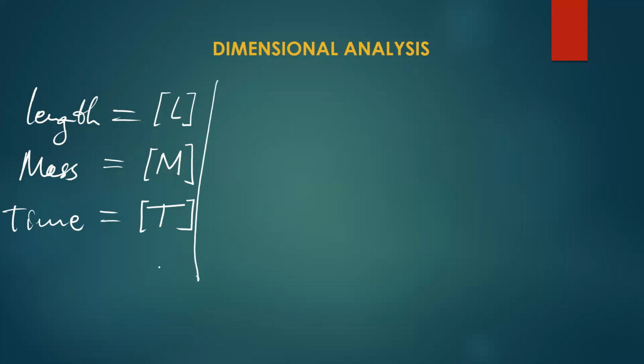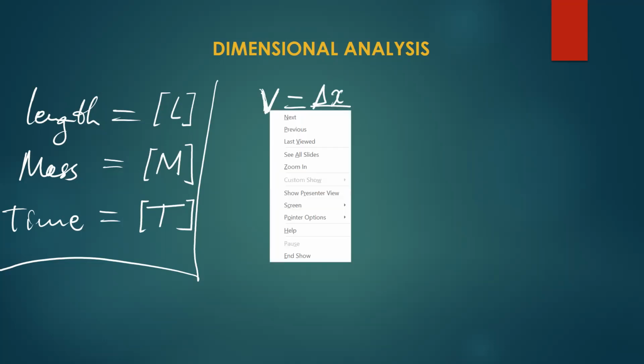Now, let's say we want to derive the dimensions for acceleration. Let me start with the simplest, which is maybe velocity. We know that the velocity of any object, or the speed of anything, is given by the displacement over time. Let me use X to represent the displacement. So the change in the displacement over the time is what we get, and that is what we call the velocity.